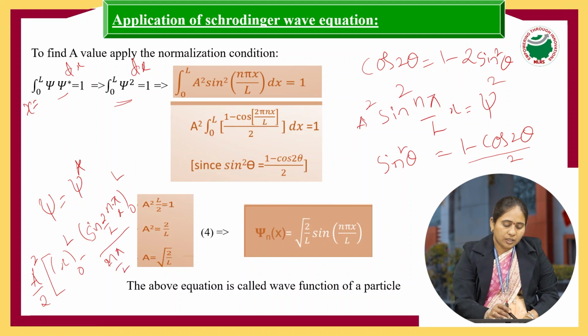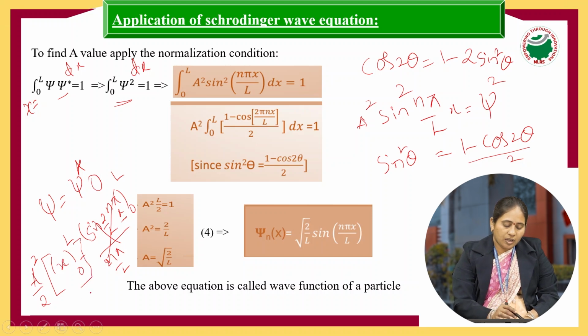So in place of x substitute L, the L gets cancelled, and sin 2n pi becomes 0. Again for the lower limit, in place of x substitute 0, and sin 0 is also 0. So this whole value becomes 0. Then you will get only the value from 0 to L.